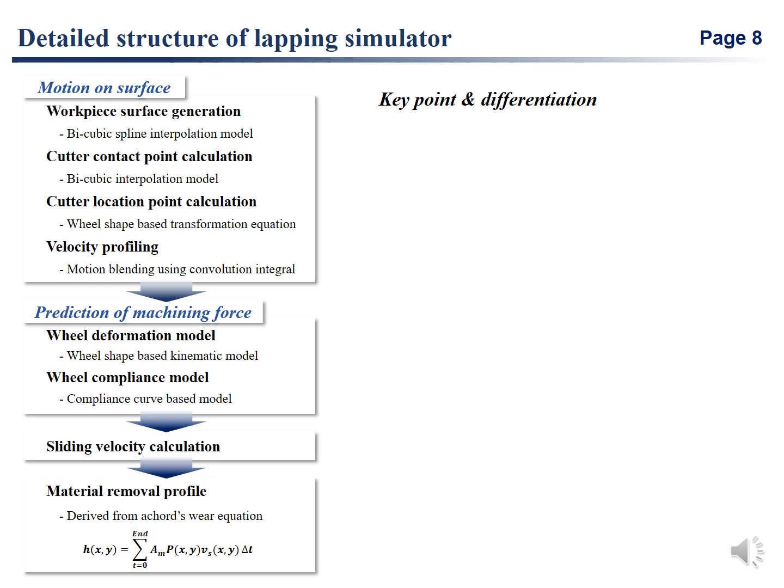Through these courses containing workpiece surface generation, cutter contact point generation, cutter location point generation, and velocity profiling, the lapping wheel motion on the surface is generated. After that, through the wheel deformation model and wheel compliance model, it is possible to predict the machining force of the lapping process. And finally, by calculating the sliding velocity, the components of the material removal model that derive the amount of machining in the lapping process are satisfied. Here, there are two key points and differentiations.